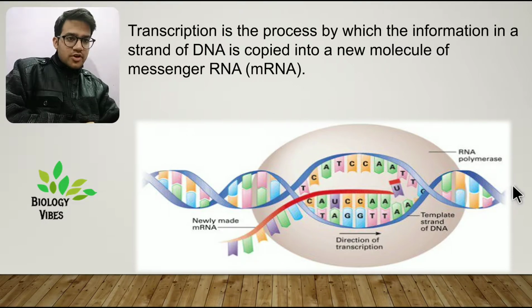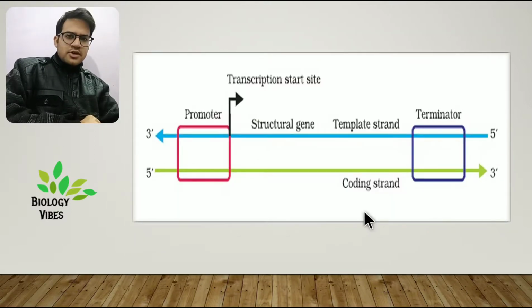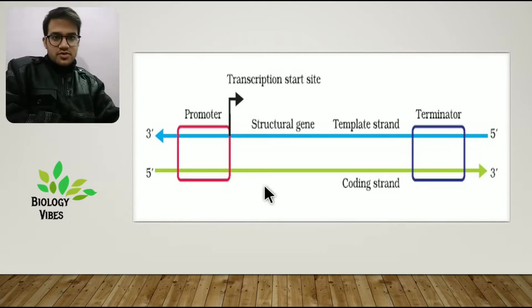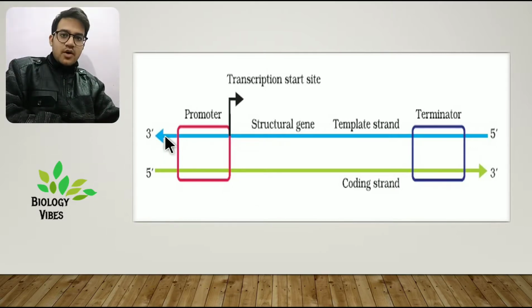So this is your DNA molecule, this is your RNA polymerase, and a new molecule of mRNA is being synthesized. The sequence in which the bases are arranged in this mRNA is complementary to what is arranged in the DNA. So this is a kind of block diagram which shows what happens in transcription and how it happens. So this is the 3' end, this is the 5' end. The RNA polymerase has the ability to synthesize the mRNA in the 5' to 3' direction.